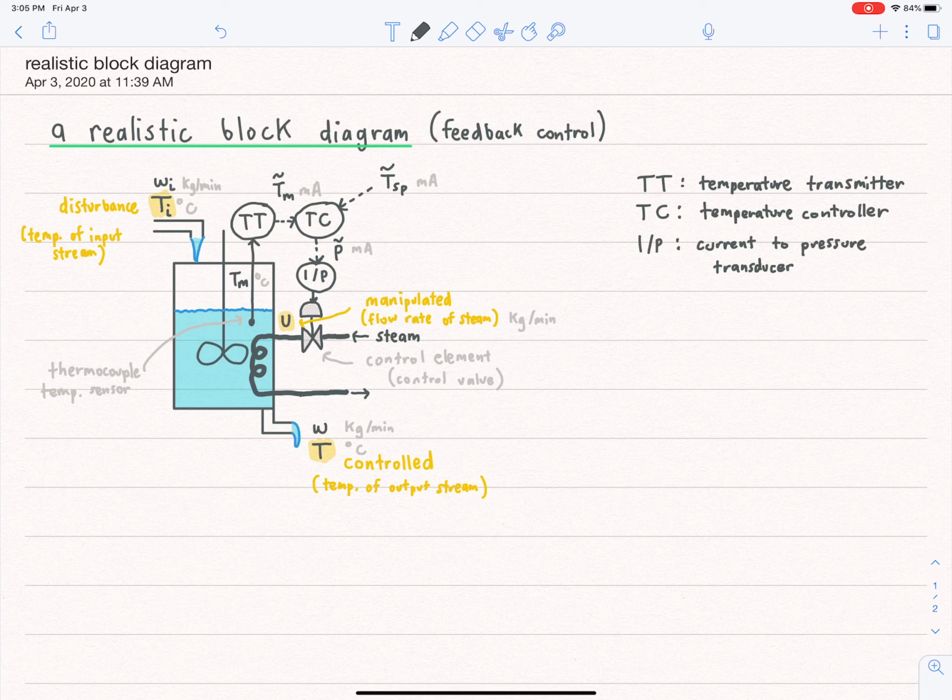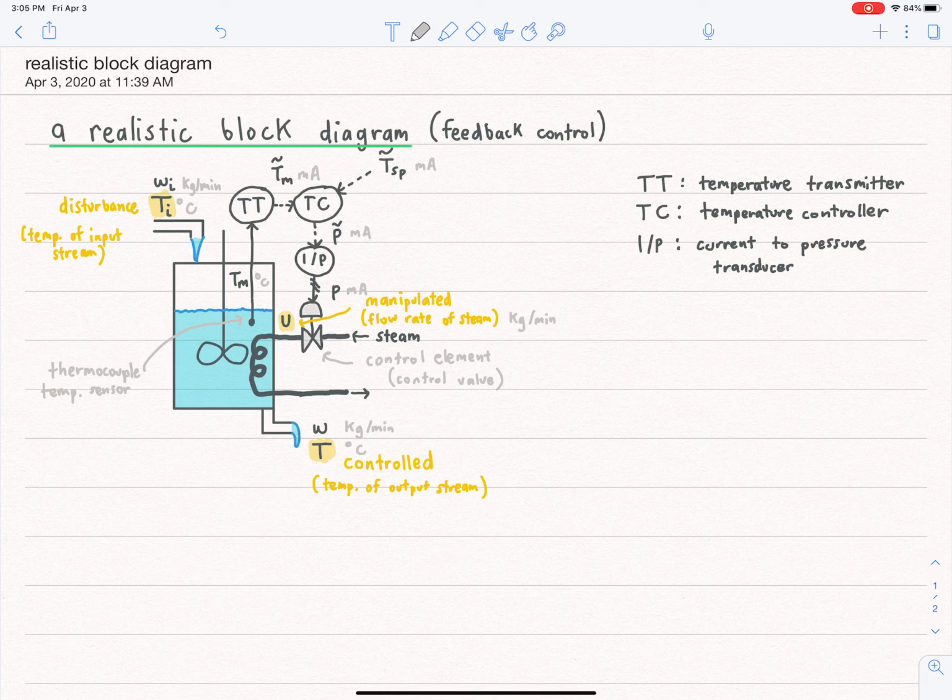Okay? So let me move all of this up because I barely have enough room. Okay, so it outputs a pneumatic signal. Pneumatic means air, associated with air or gas. Could be nitrogen, or it could be air. So I'm decorating with this hash here. So this is P. This is an actual pressure. And that's what the current to pressure transducer does. It converts an electrical signal into a pressure. And that pneumatic signal pushes down on a diaphragm on the control valve and adjusts U.